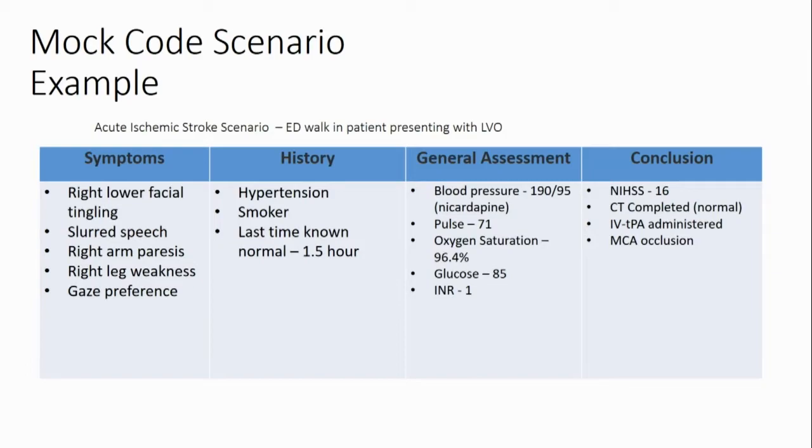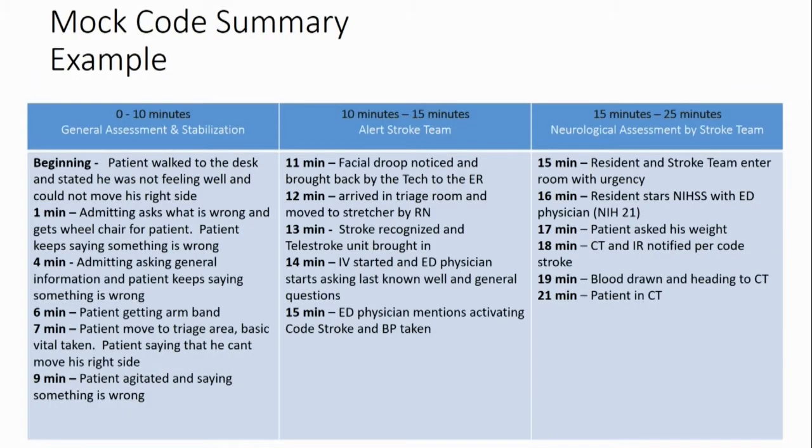These are the scenarios that you can go through, and all of these are changeable or variable. The one I've got up here is an ED walk-in: the symptoms, history, general assessment, and then conclusions of what the actor is trying to mimic. And as I said, he's very good at going anywhere from a 12 NIH score all the way to a 21 or 22. It's pretty impressive. And I think we've got a couple of success stories in the audience.